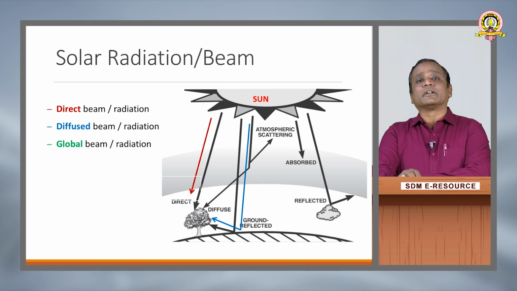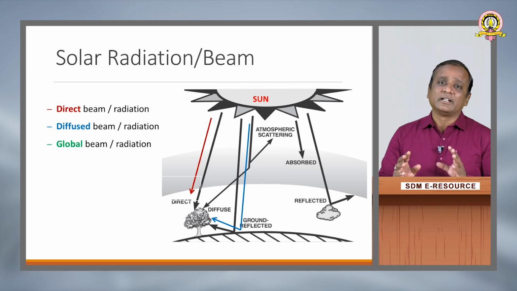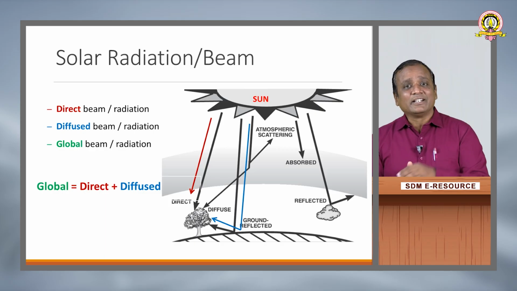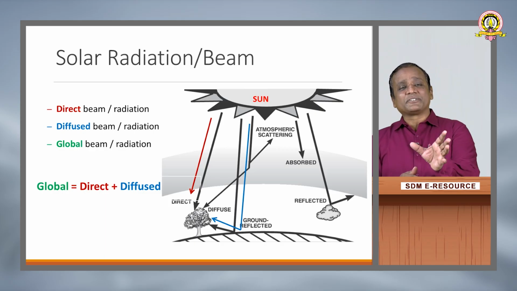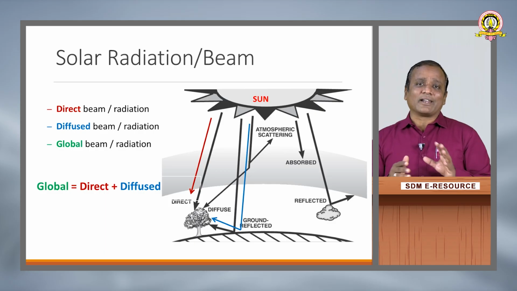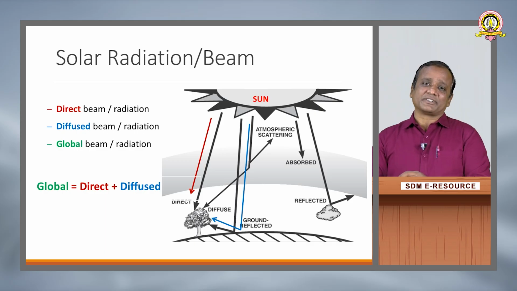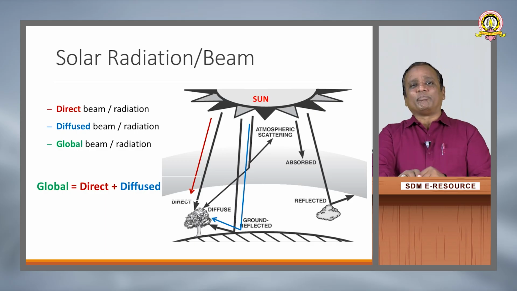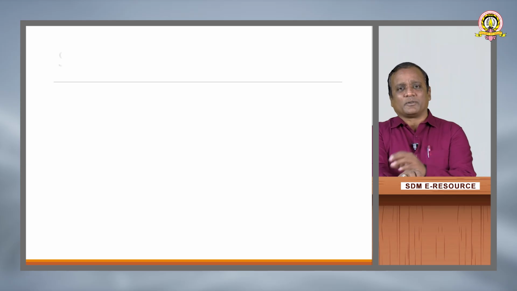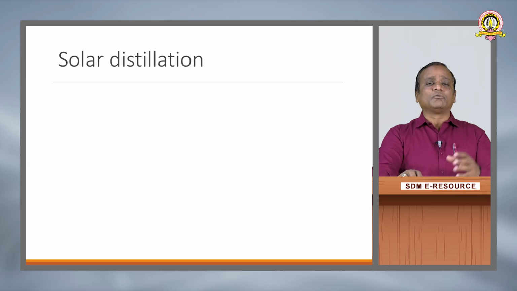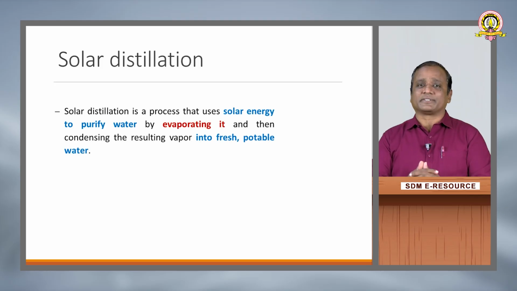Now what is global radiation all about? It's a summation of direct beam and diffused beam. Global radiation is the summation of direct radiation and diffused radiation, right? So by knowing this small concept of types of radiation beam, let's go in depth into what the distillation process is all about.